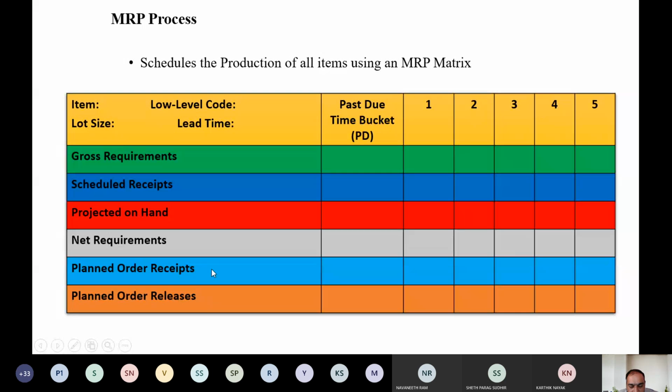So this blue color planned order receipt is the number of components you are going to receive, whatever you ordered. If the lead time is 1 week, you should release the order 1 week before. Is that clear? Yes, sir.